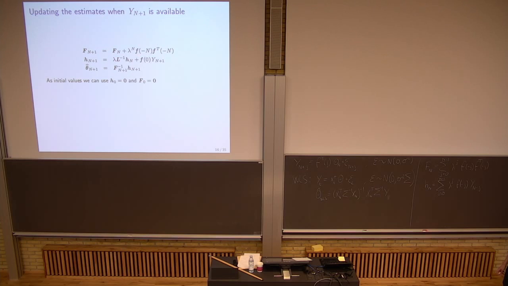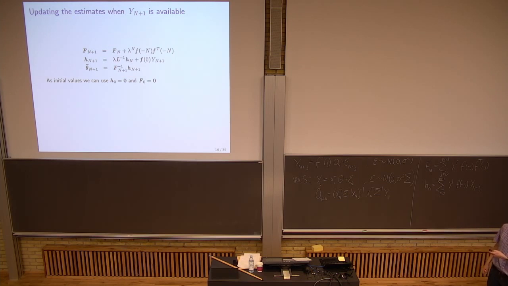It's fairly easy to see this first one here, because all that happens when you increase n is that you have one more term in the sum, and that is the one with j being the highest. So when I go from fn to fn plus 1, the term that I'll get has the next value of j, which will be n. So it's lambda to the n power and f of minus n, f transpose of minus n, as is given here in the top line.